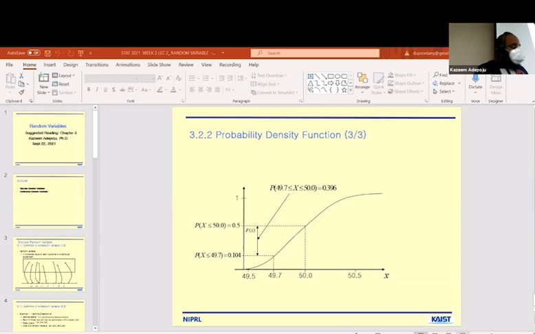We're going to focus on the discrete random variable. We're also going to focus on the continuous random variable. But let me first start. What is variable? You know, a variable is anything that is liable to change. Anything at all that's liable to change. That's what we call variable.